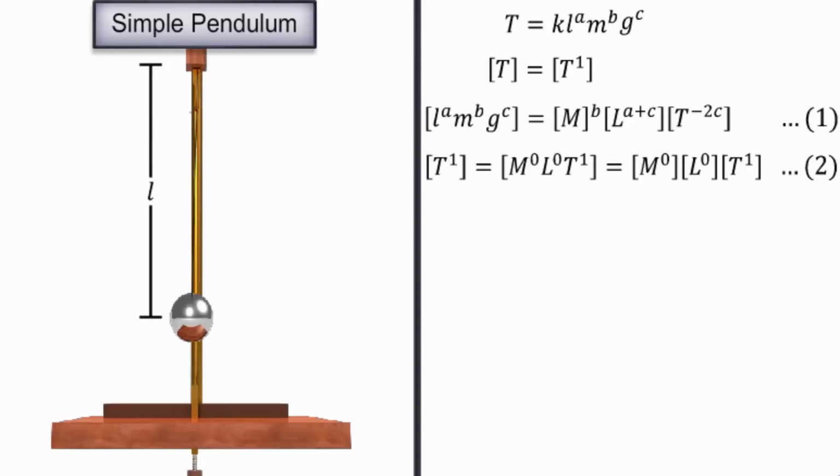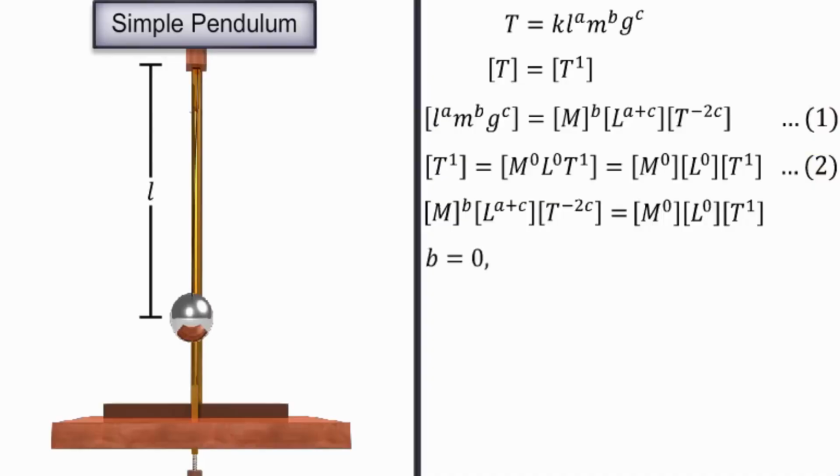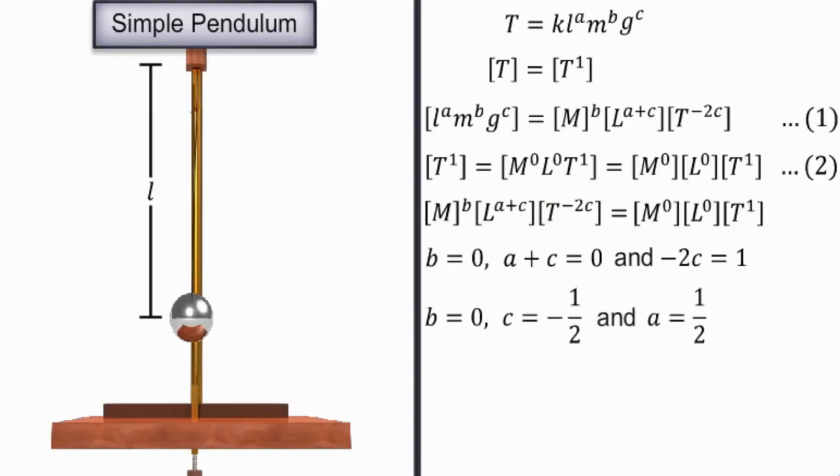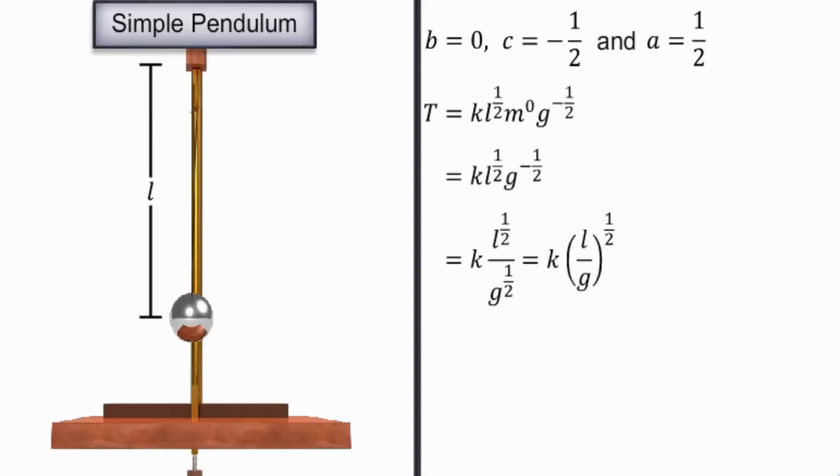we compare the powers of the base quantities on both sides of the equation. Thus, we get B equal to 0, A plus C equal to 0 and minus 2C equal to 1. On simplification, we get the values of B equal to 0, C equal to minus half and A equal to plus half. Thus, the expression for the time period of the simple pendulum becomes 2 pi into the square root of L by G as shown.